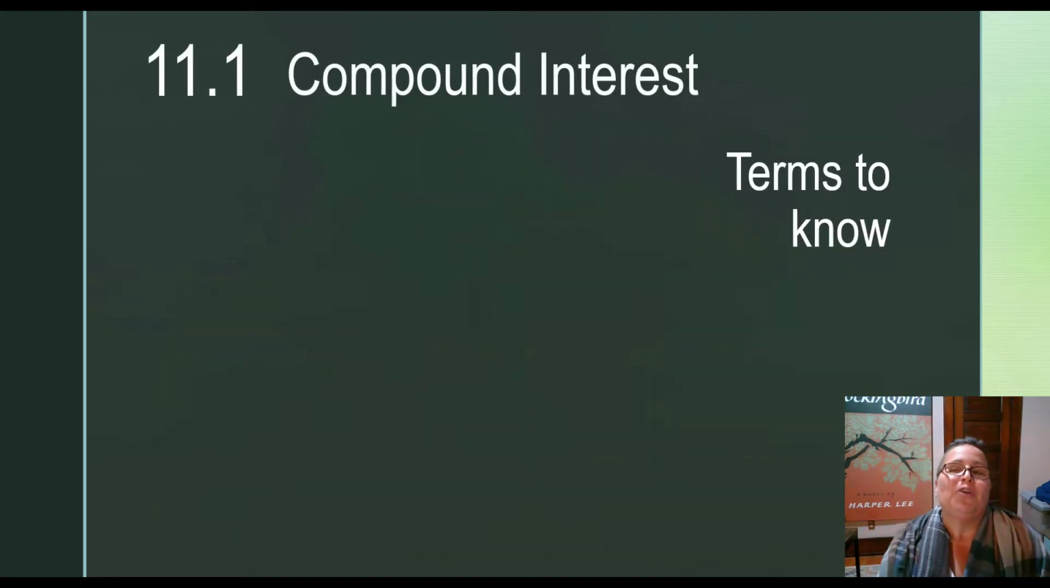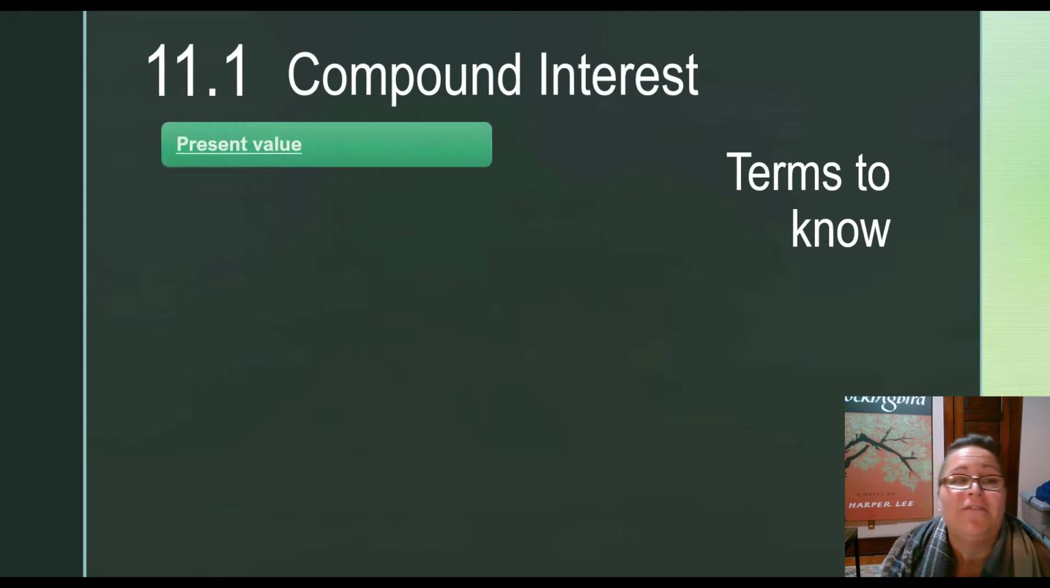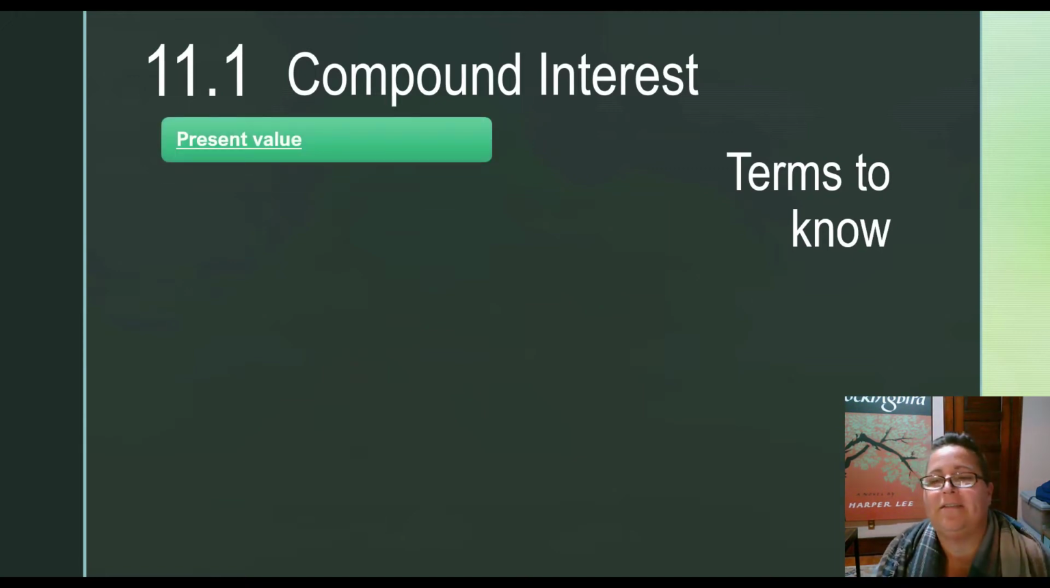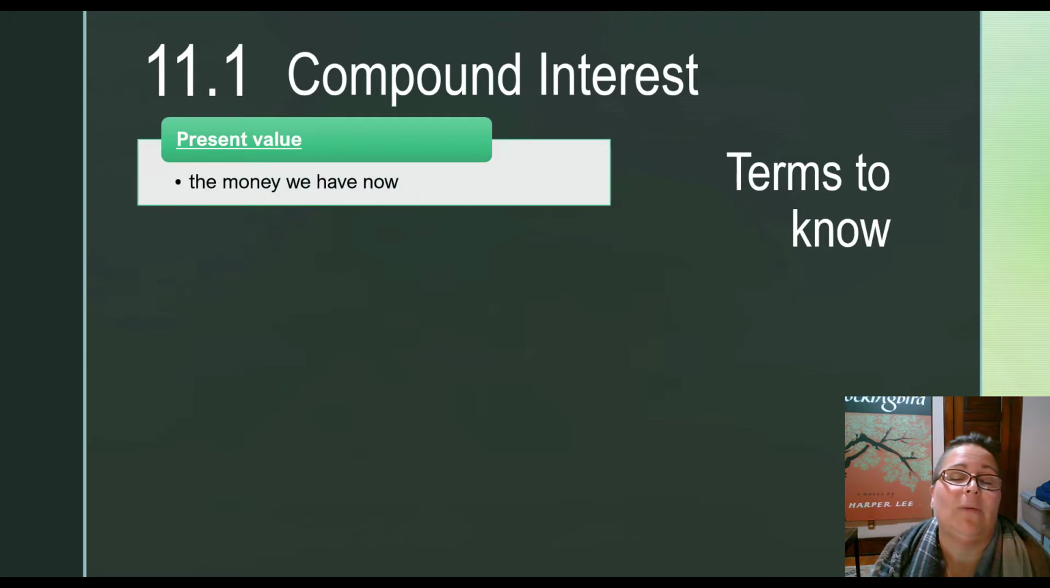So there are some terms that we need you to be aware of as we do compounded interest. The first is the idea of present value. This is the money we have now. In the here and now, the money is worth what we say it is worth. $10,000 is worth $10,000. That is its present value.